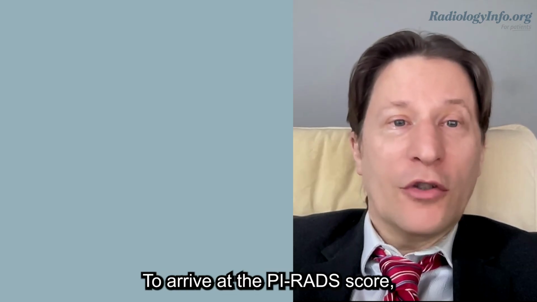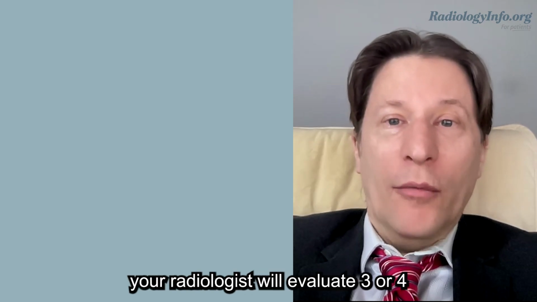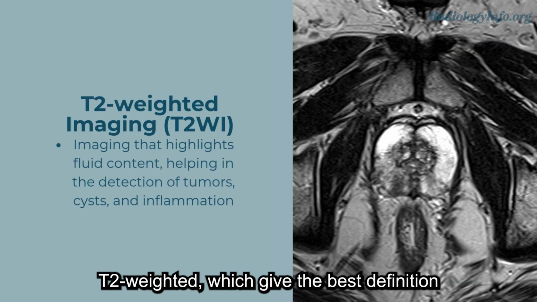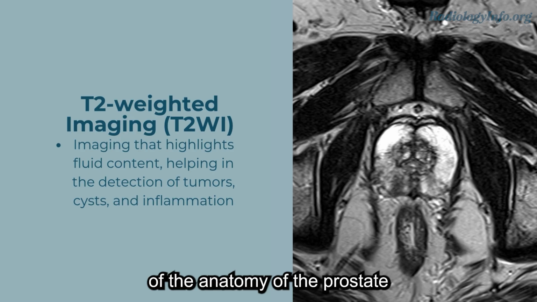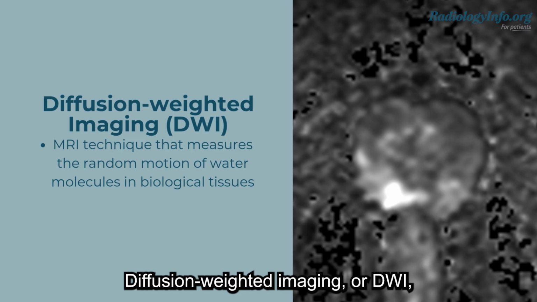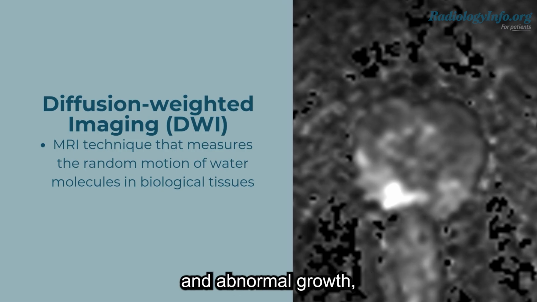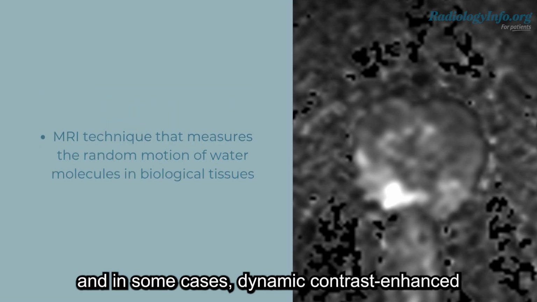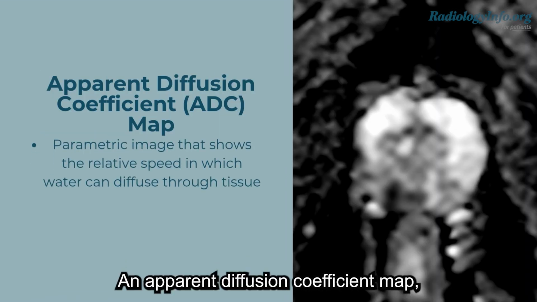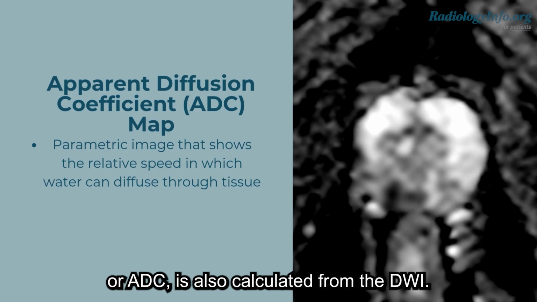To arrive at the PI-RADS score, your radiologist will evaluate 3 or 4 different kinds of images: T2 weighted, which give the best definition of the anatomy of the prostate and suspicious areas; diffusion weighted imaging, or DWI, which is a measure of cellular packing and abnormal growth; and in some cases, dynamic contrast enhanced imaging, or DCE, which shows blood flow that can be increased in cancer. An apparent diffusion coefficient map, or ADC, is also calculated from the DWI.